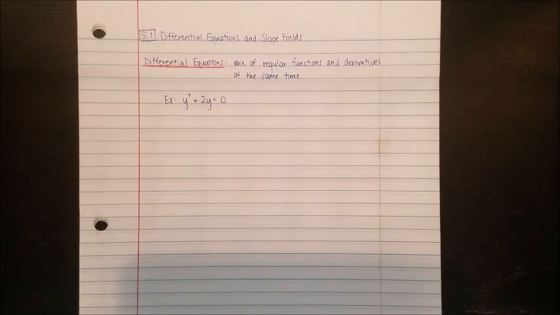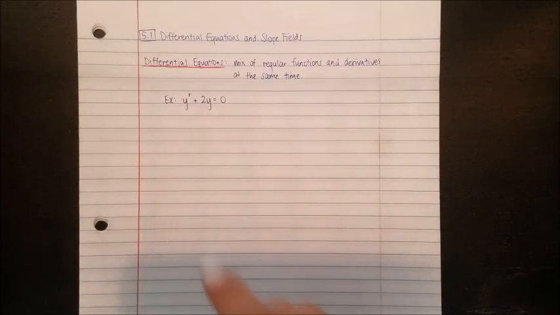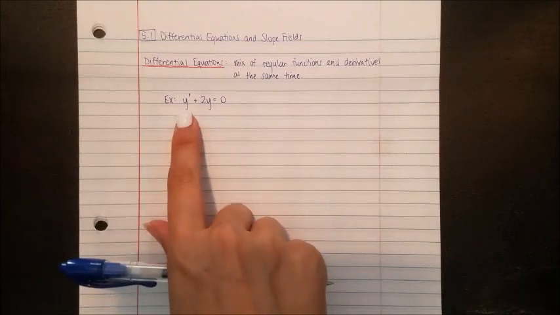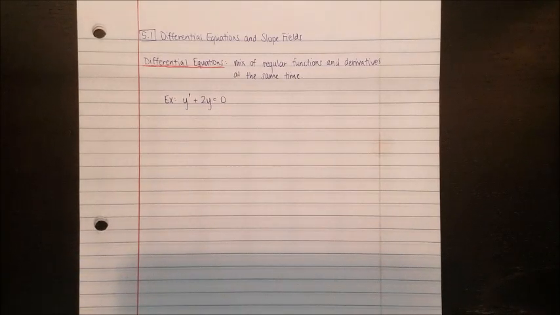So here is an example of a differential equation. y prime plus 2y equals 0. So here you see you have a derivative, you have regular y, and they're both in the same equation at the same time. So in this first section, we're not quite solving for y yet. We're going to be given a solution, and then we just need to verify that it's true.